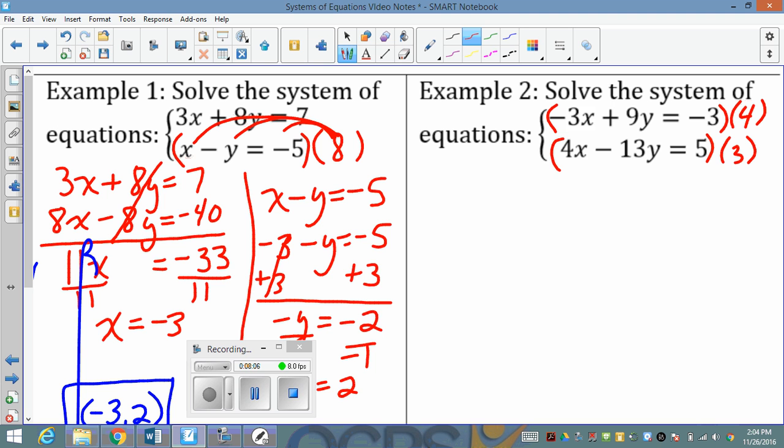So multiplying by 4, remember to multiply everything: -12x plus 36y equals -12. And the second equation, multiplying everything by 3: 12x minus 39y equals 15.